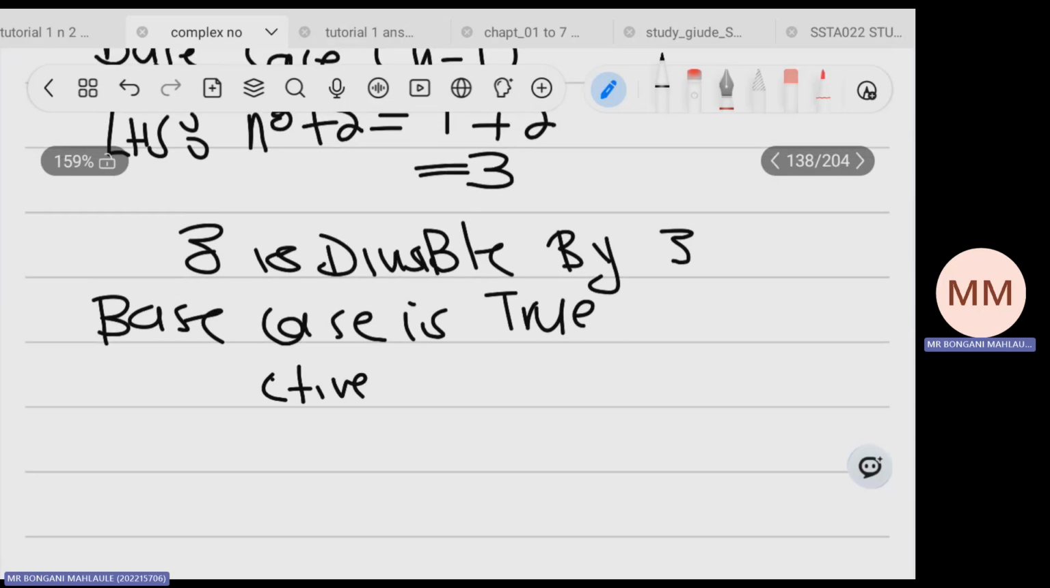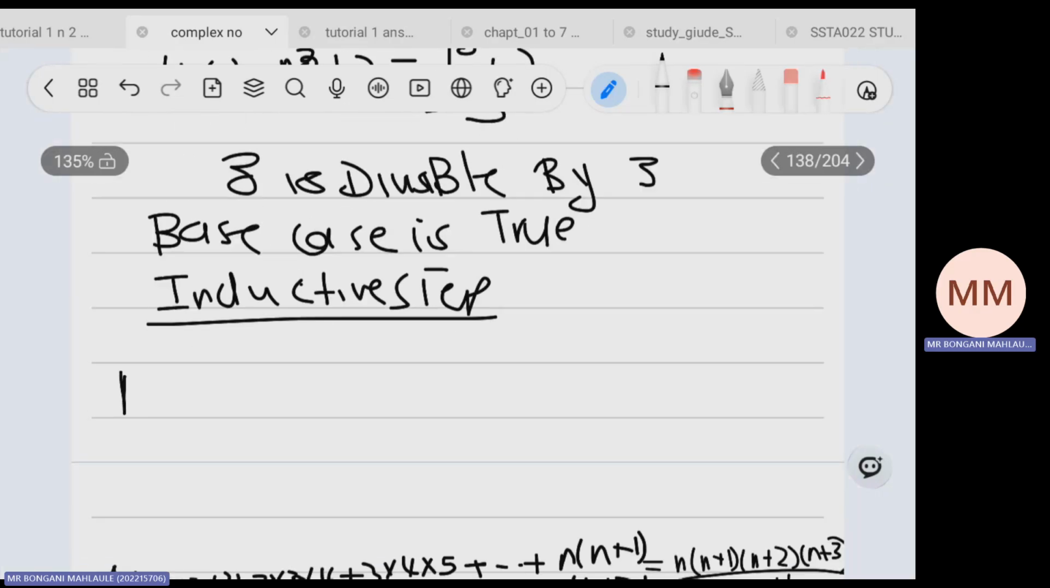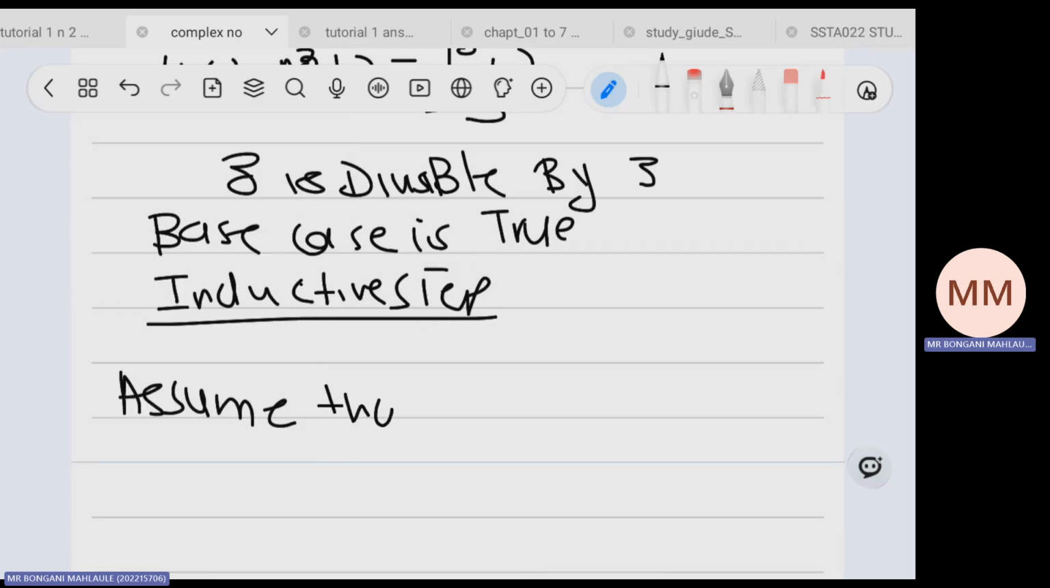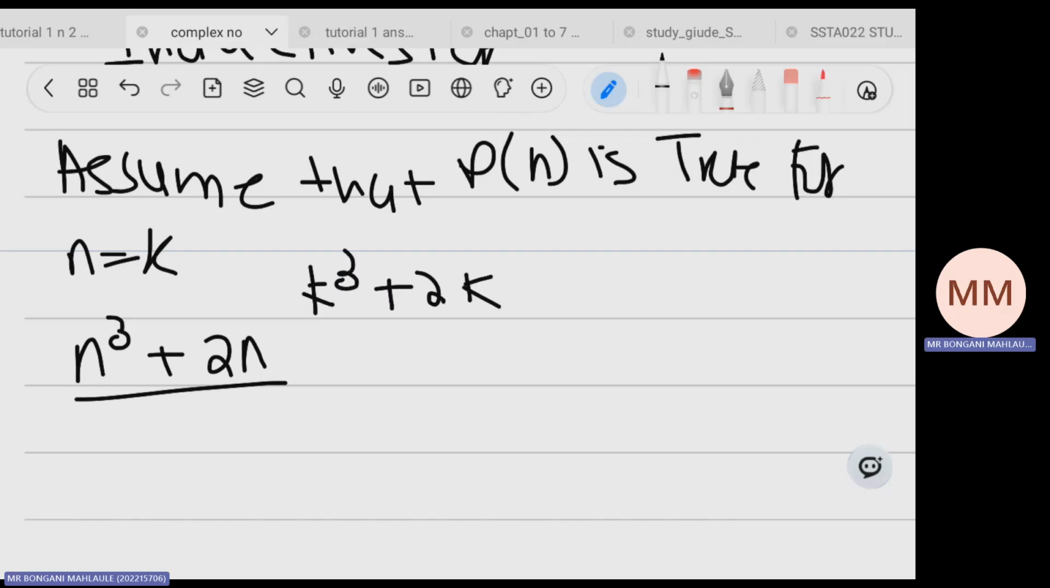Then we come to the inductive step, or the assumption step. So here we're going to assume that P of n is true for n equal to k. Then recall that we were having something like this. So in our case we'll have this, and we'll say this is equal to 3m, where m is an element of integers.